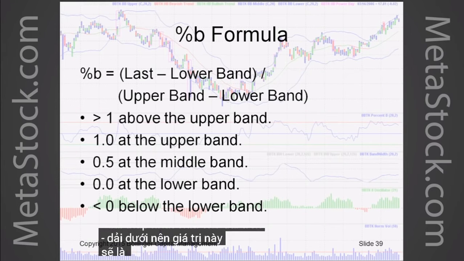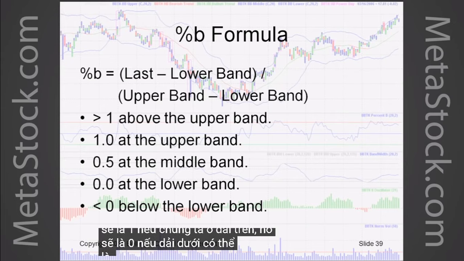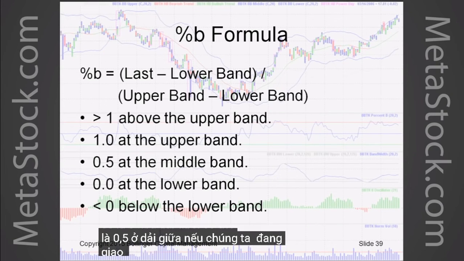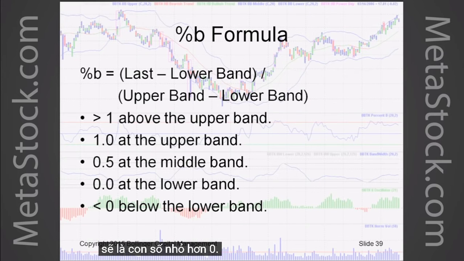So this is going to be 1 if we're at the upper band. It's going to be 0 if we're at the lower band. It's going to be 0.5 at the middle band. If we're trading below the lower band, it's going to be a number less than 0. And if we're trading above the upper band, it's going to be a number greater than 1.